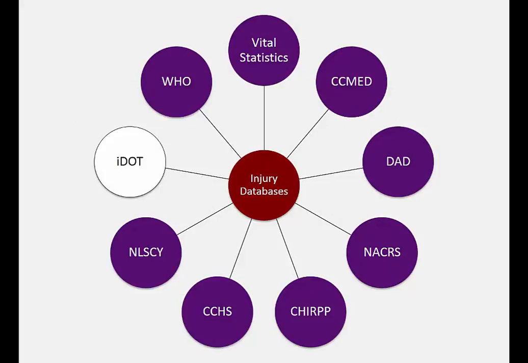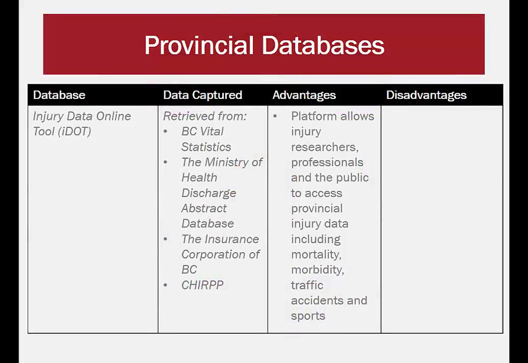Before we introduce you to some of the international injury reports that are available, there are also some provincial initiatives that give injury practitioners access to injury hospitalization and death data on a provincial level, such as the Injury Data Online Tool, IDOT, from the British Columbia Injury Research and Prevention Unit, BC IRPU. The IDOT is an easy-to-use online injury platform that allows injury researchers, professionals, and the public to access provincial injury data, including mortality, morbidity, motor vehicle collisions, and sports.